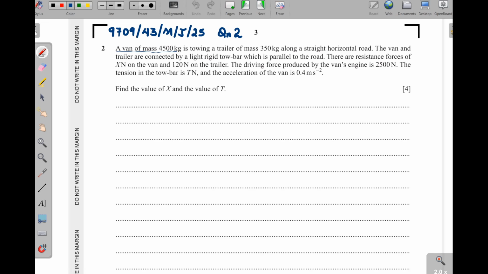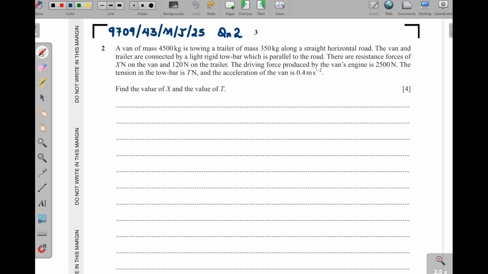Question 2, we can see connected particles here. A van of mass 4,500 kilograms is towing a trailer of mass 350 kilograms along a straight horizontal line. The van and the trailer are connected by a light, rigid tow bar, which is parallel to the road. There are resistance forces X newtons on the van and 120 newtons on the trailer. The driving force produced by the van's engine is 2,500 newtons. Then the tension in the tow bar is T newtons, and the acceleration of the van is 0.4 meters per second squared. Find the value of X and the value of T.